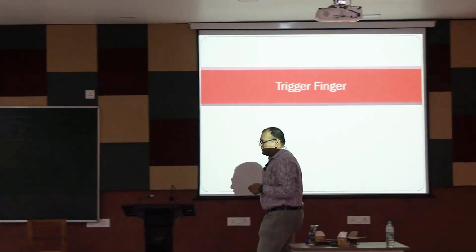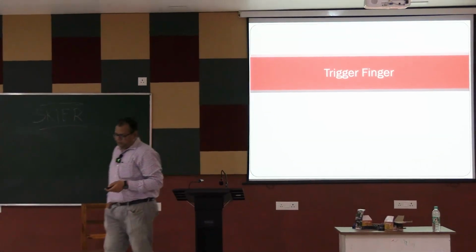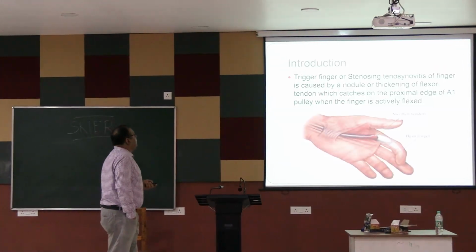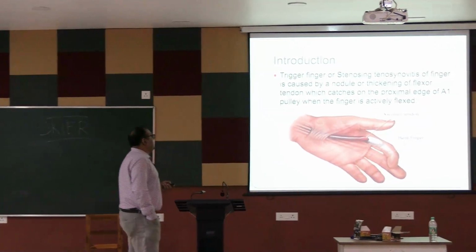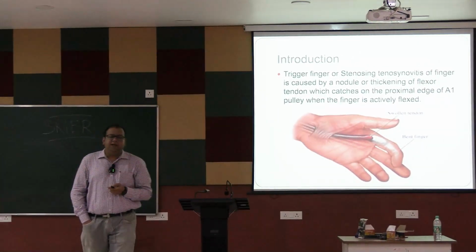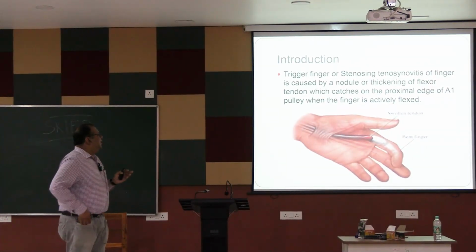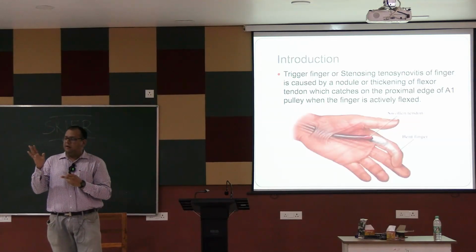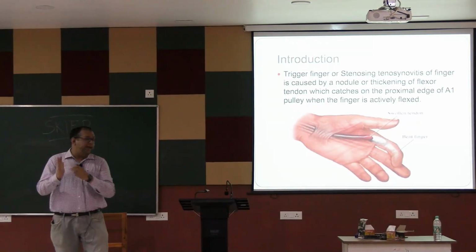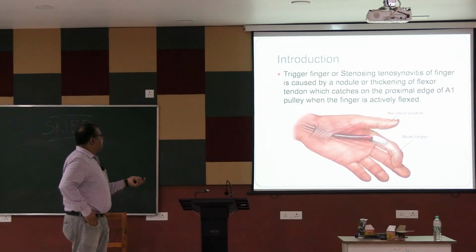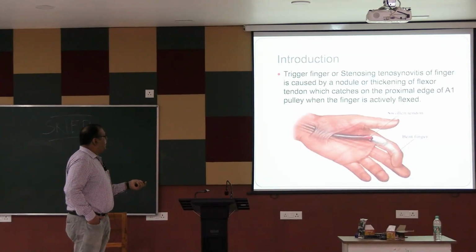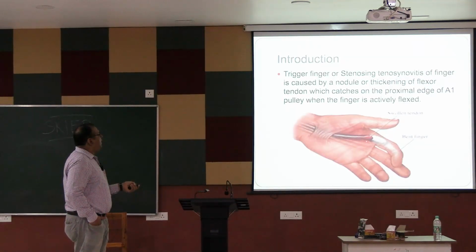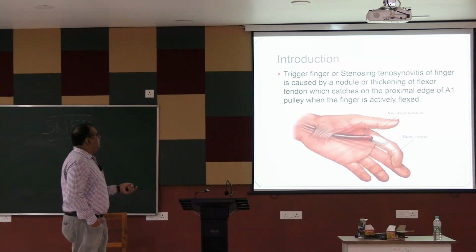This is another common condition, another short note for you, that occurs in the hand. It's known as trigger finger, right? So what is a trigger finger? It is basically stenosing tenosynovitis, very long term. What happens is the tendon which is flexing the finger like this goes through a pulley here. This is the pulley, right? And this tendon gets swollen. That is tenosynovitis, meaning swelling or inflammation of that tendon, right?